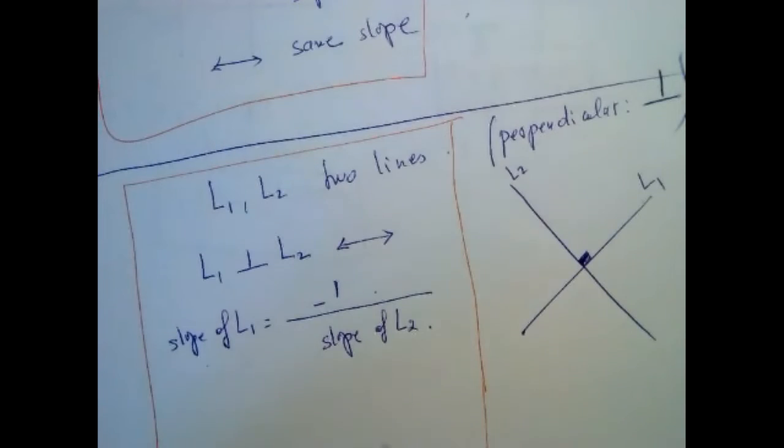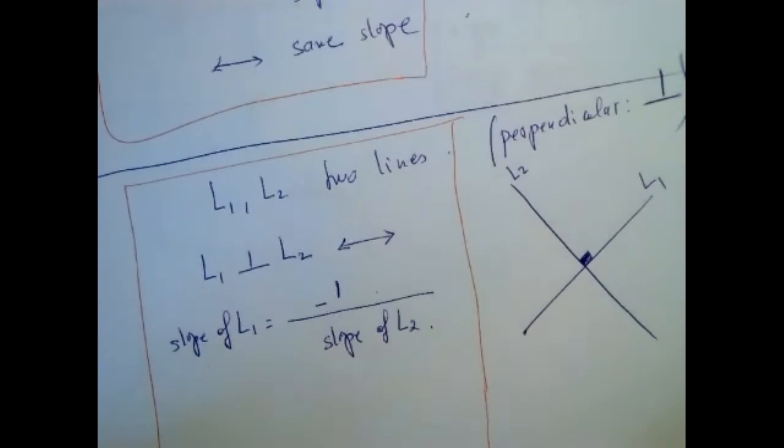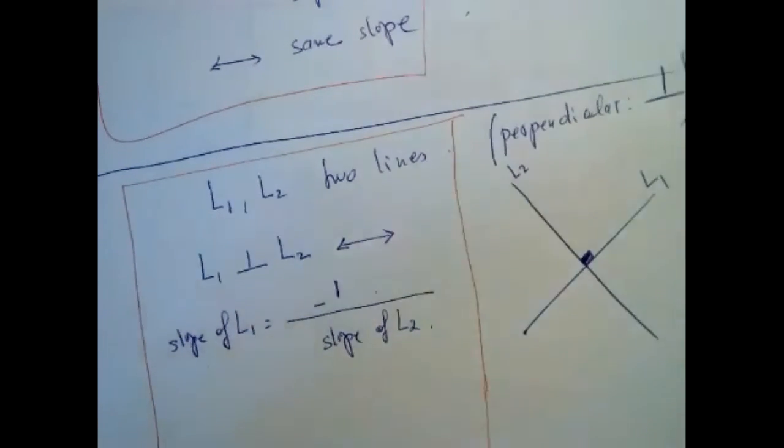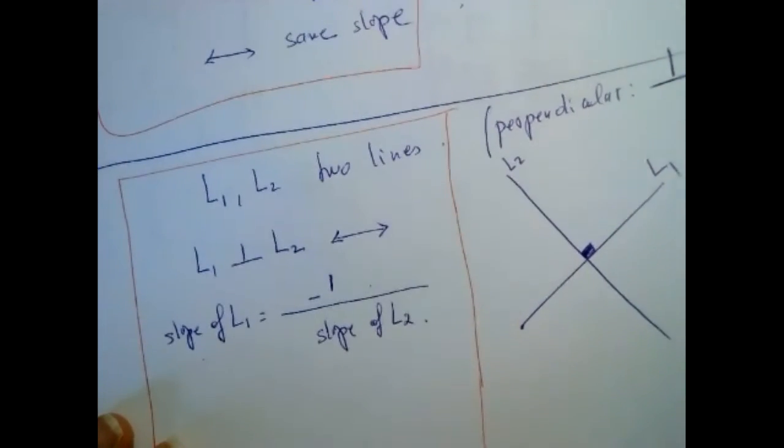So I'm going to do one example to elaborate the perpendicular case, not the parallel, because parallel lines have exactly the same slope. So let's do that, and then we quit for the quiz.